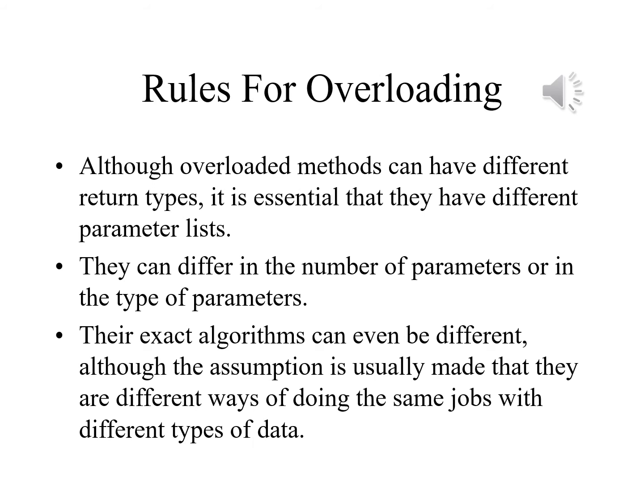Although overloaded methods can have different return types, it is essential that they have different parameter lists. These parameter lists can differ in the number of parameters or in the type of parameters. They can even have parameters of the same type and same number if the order is different. So if I have one version that has an integer followed by a double in its parameter list, I can have another one with the same name that has a double followed by an integer. Their exact algorithms can even be different, although the assumption is usually made that they are different ways of doing the same jobs, but with different types of data.